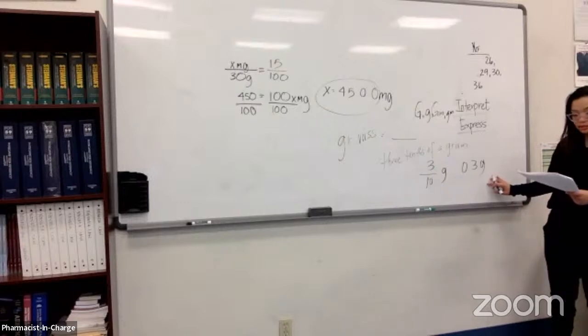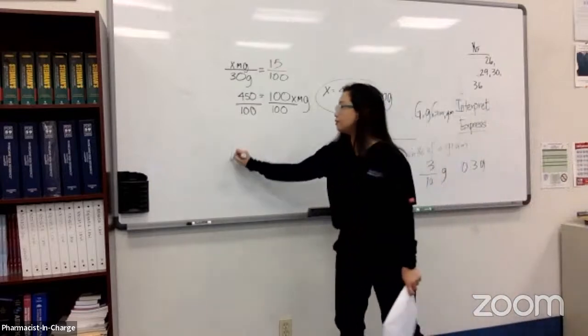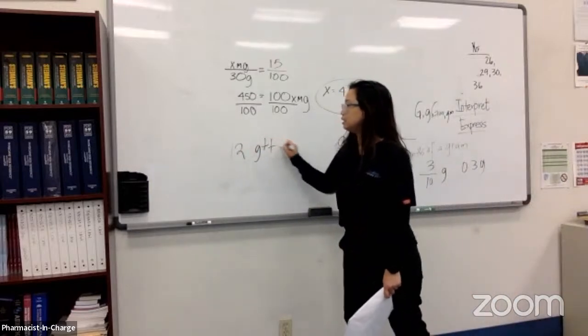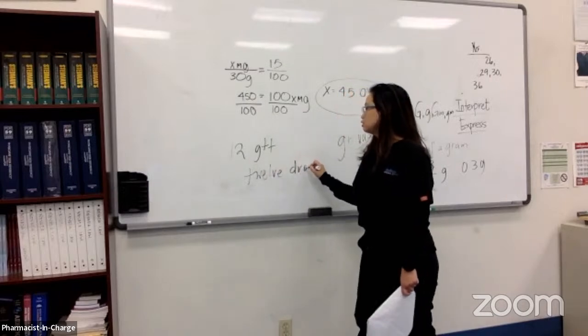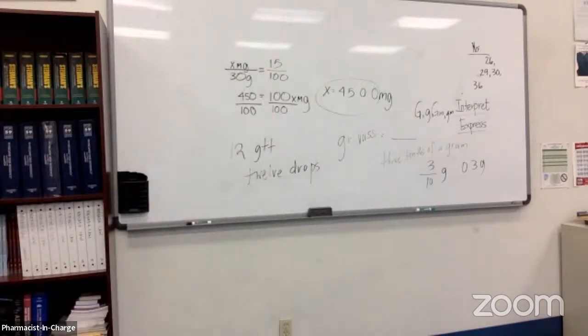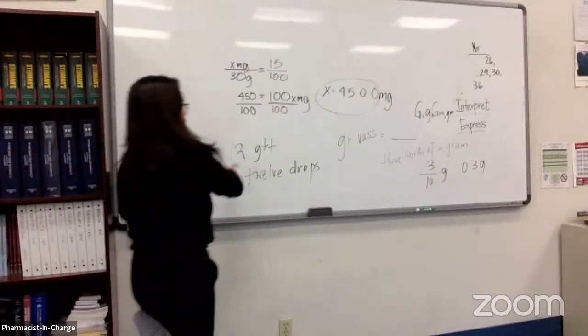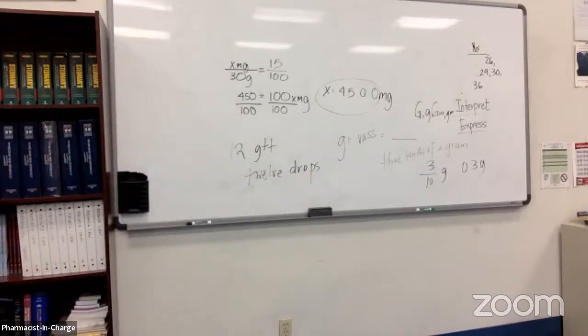So those are possibilities. And then the other one, it says number 20, 12 gtt. This means you have to spell it out: 12 drops. Faced with problems like this, is that clear? Interpret or express. That's what we do. That's why it says interpret. Okay. 12 and then drops. That's for 19 and 20.